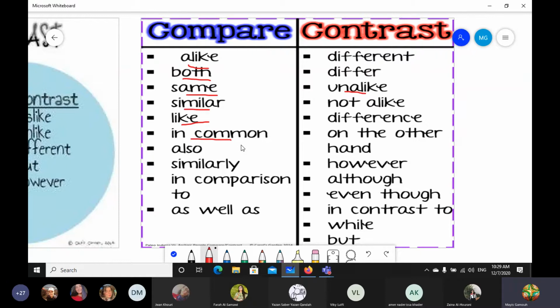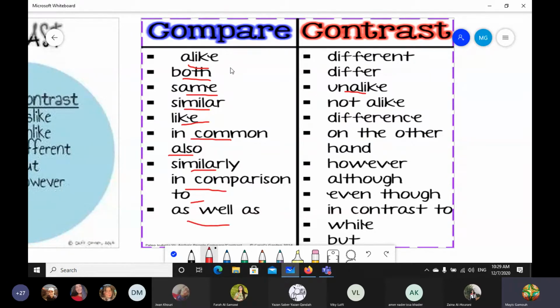I remember that there was a student who told me that when I want to compare, it means that there are two or more things that have something in common, right? Also, here in common, it means بالاشتراك. Also, similarly, it means the same. In comparison to, بالمقارنة مع, and as well as.